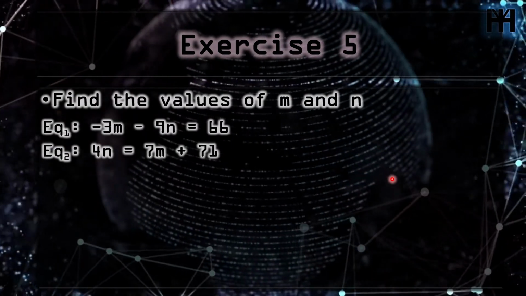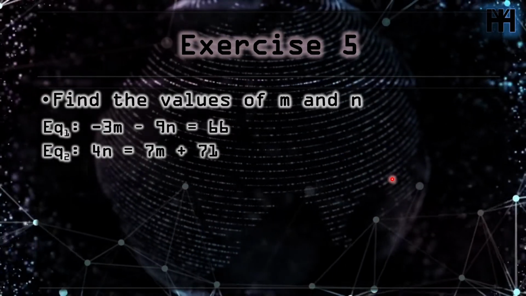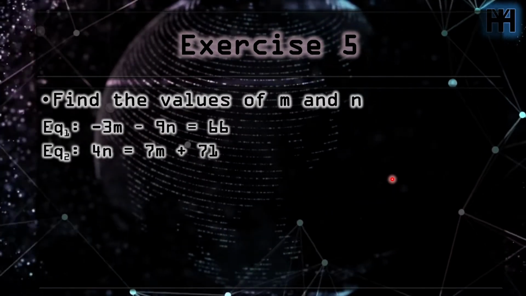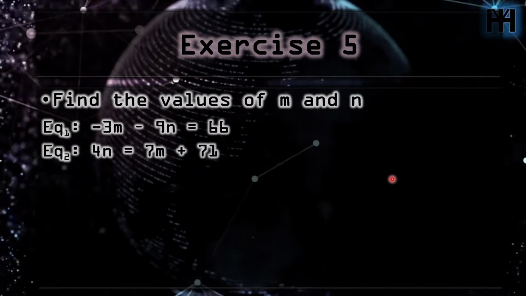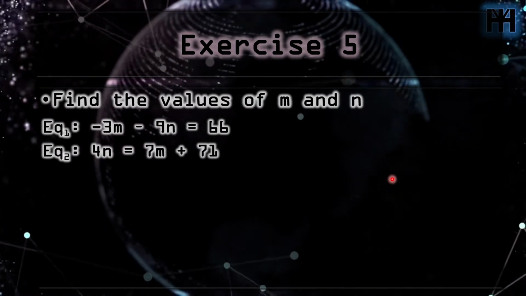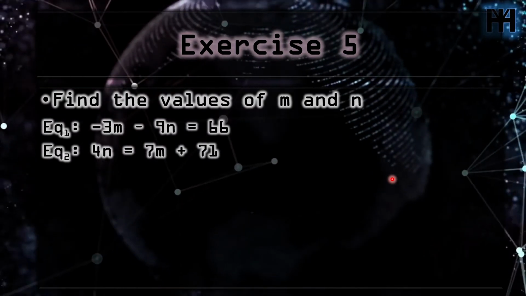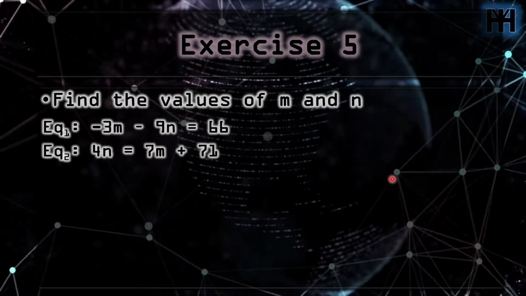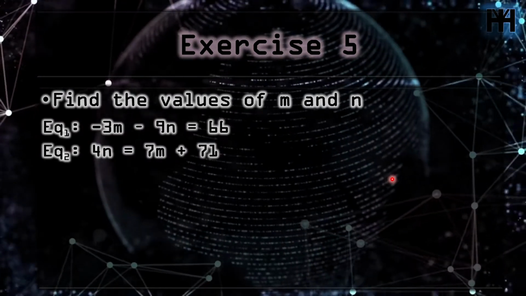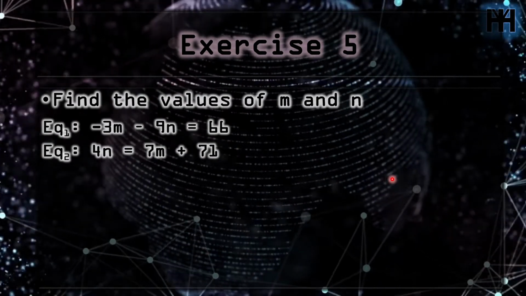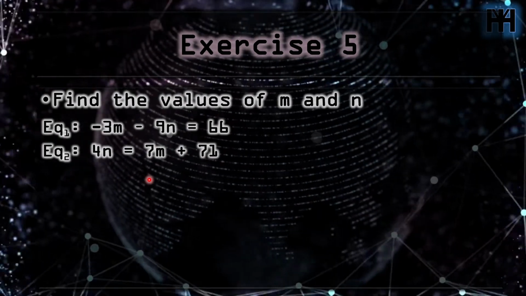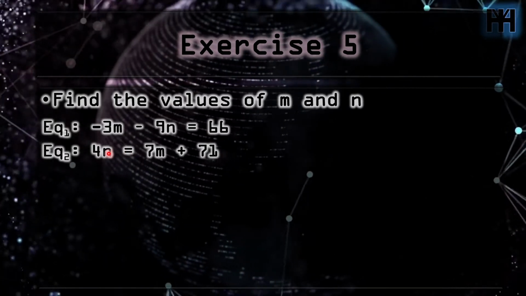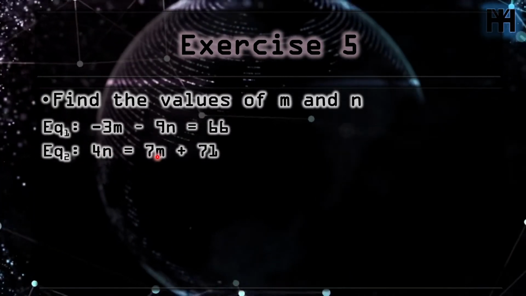Exercise 5. Find the value of m and n. Don't get confused. Maybe it's x and y, m and n, o and p, q and r, whatever. They're any variables, they will be easy to solve. Just imagine they are x and y. Okay, now we have negative 3m minus 9n equals 66. And the other equation is 4n equals 7m plus 71.